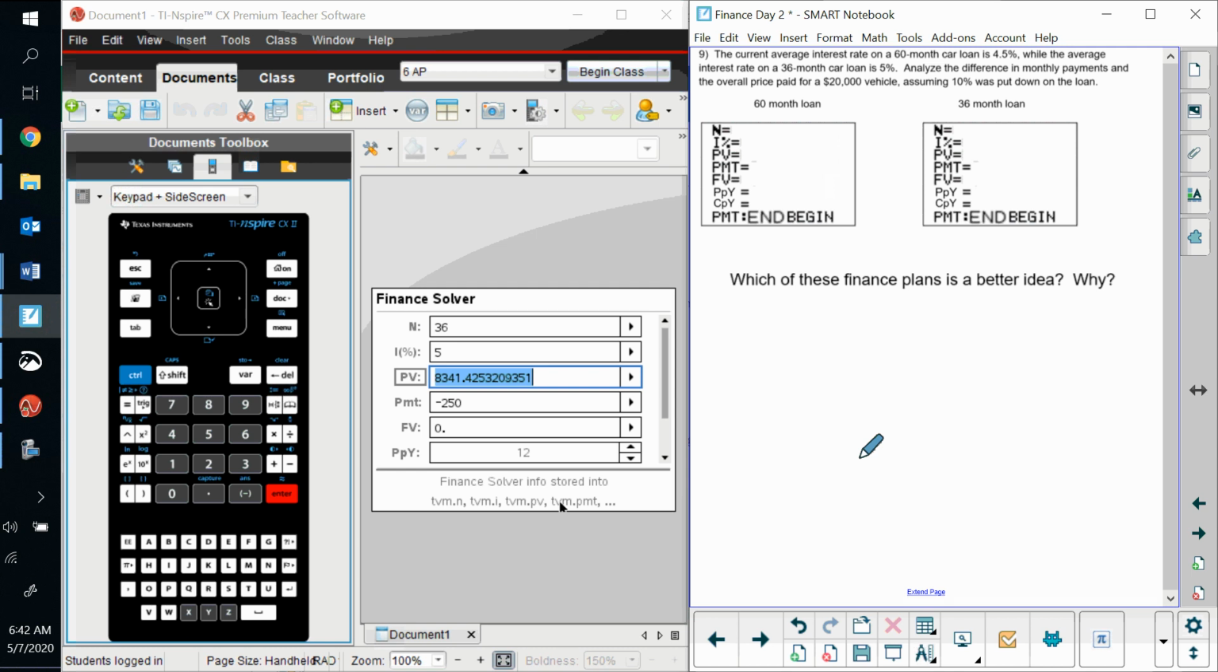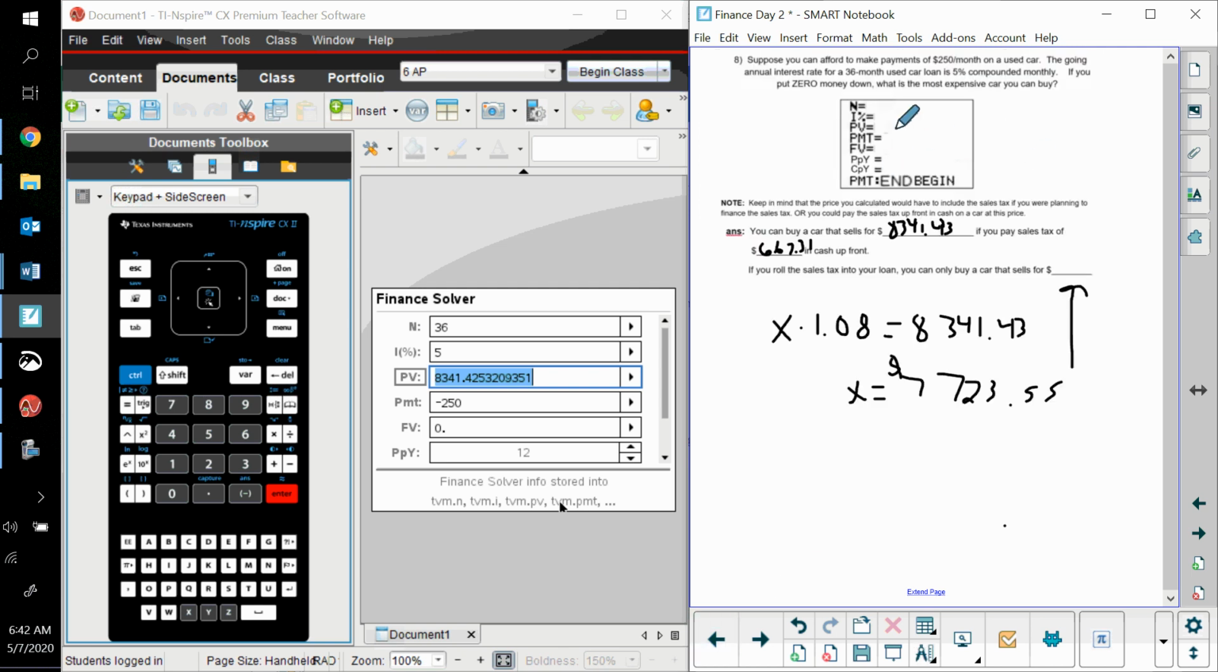All right, going to the next page. So the current average interest rate. Oh, just a mention here too. Remember on your homework and on your quiz, I want you to write in for me what each of those things are that you put in. We're always doing end.